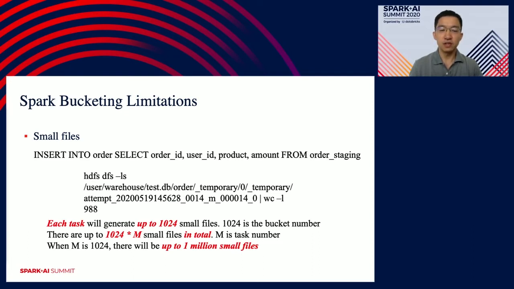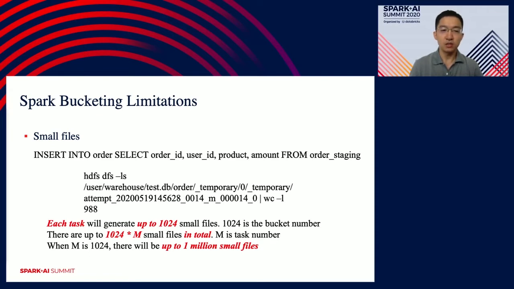Each task will generate up to 1,024 small files. The 1,024 is the bucket number. Just remember that we created the order table with 1,024 buckets. And there will be up to 1,024 multiplied by m small files in total. M is the task number.